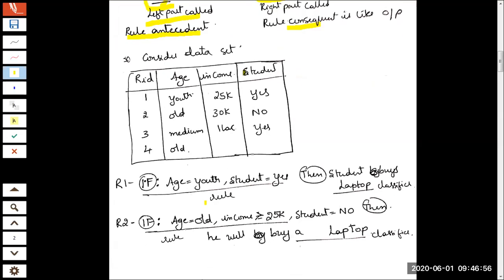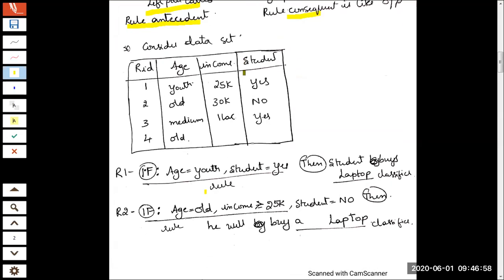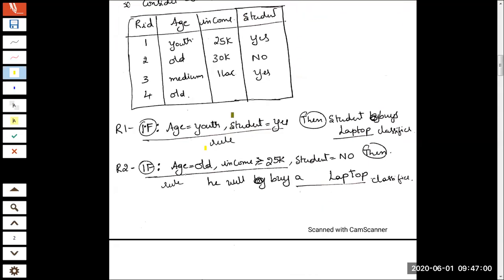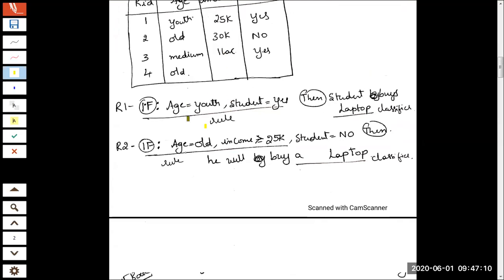One more example is there. I think you can go through this example. This is an example of building a classifier to identify whether a customer will buy a laptop or not. I think you should do the analysis of this.